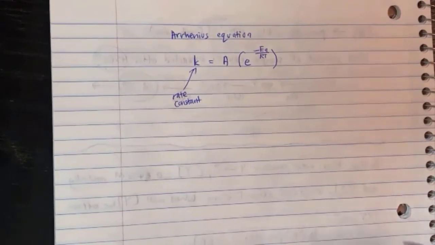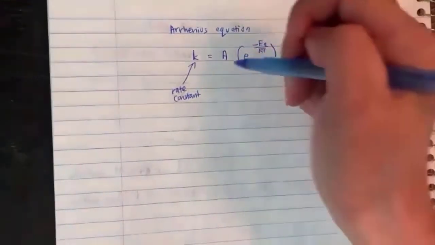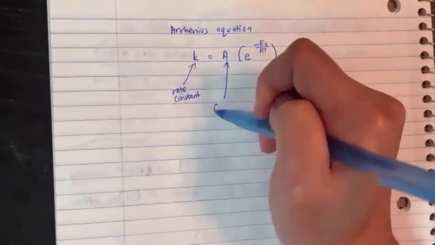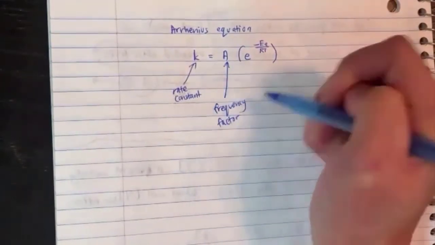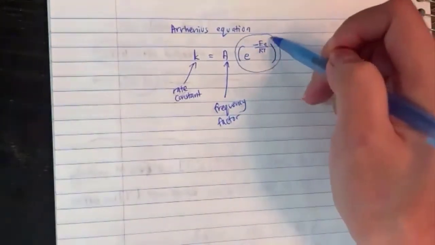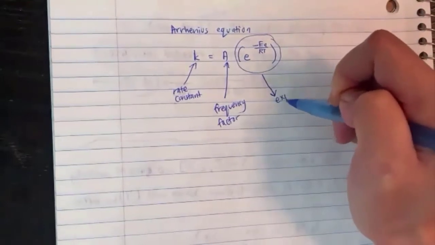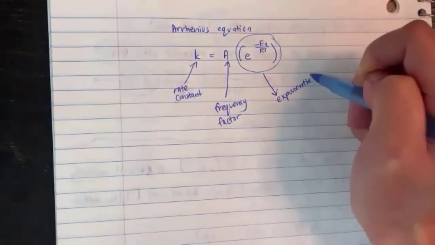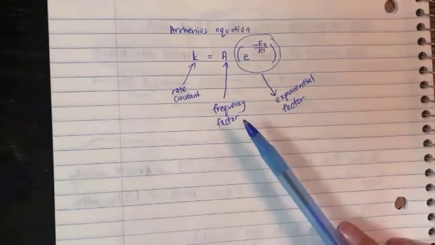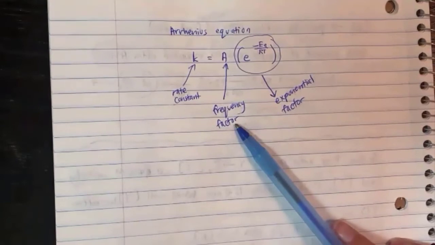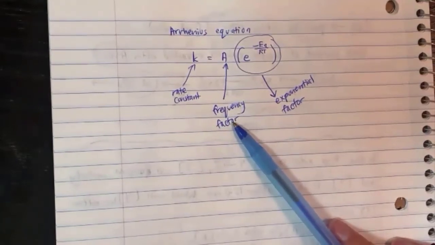So where does the K come from? What does it depend on? It depends on these terms here. We call A the frequency factor, and this big term here we call the exponential factor. In general, the frequency factor says how often there is an attempt to do a reaction, to make my reactant turn into product. Like, how often do they try to do it?